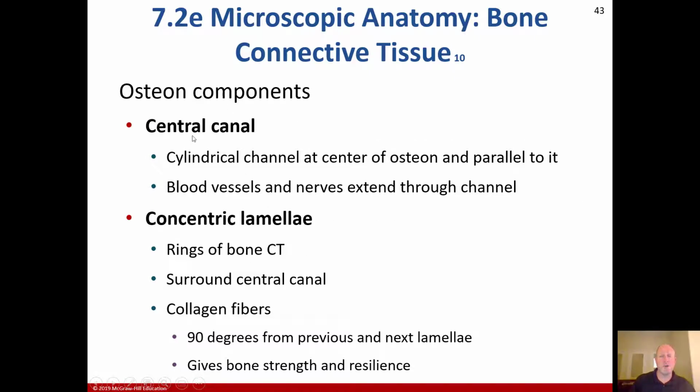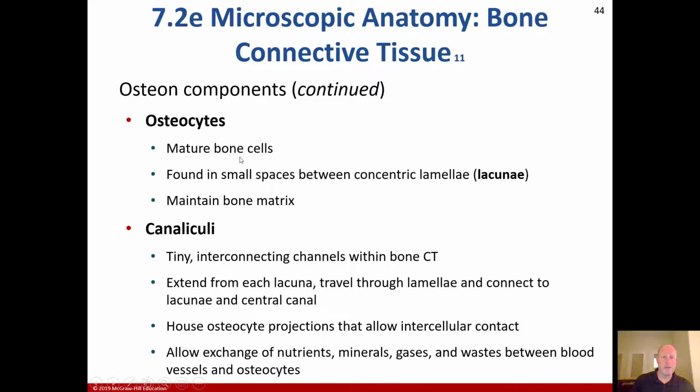The osteon components are the central canal, the cylindrical channel at the center of the osteon, with blood vessels and nerves extending through the channel parallel to it, and the concentric lamellae, the rings of bone connective tissue that surround the central canal. The collagen fibers are 90 degrees from the previous and next lamellae, and they give the bone its strength and resilience.